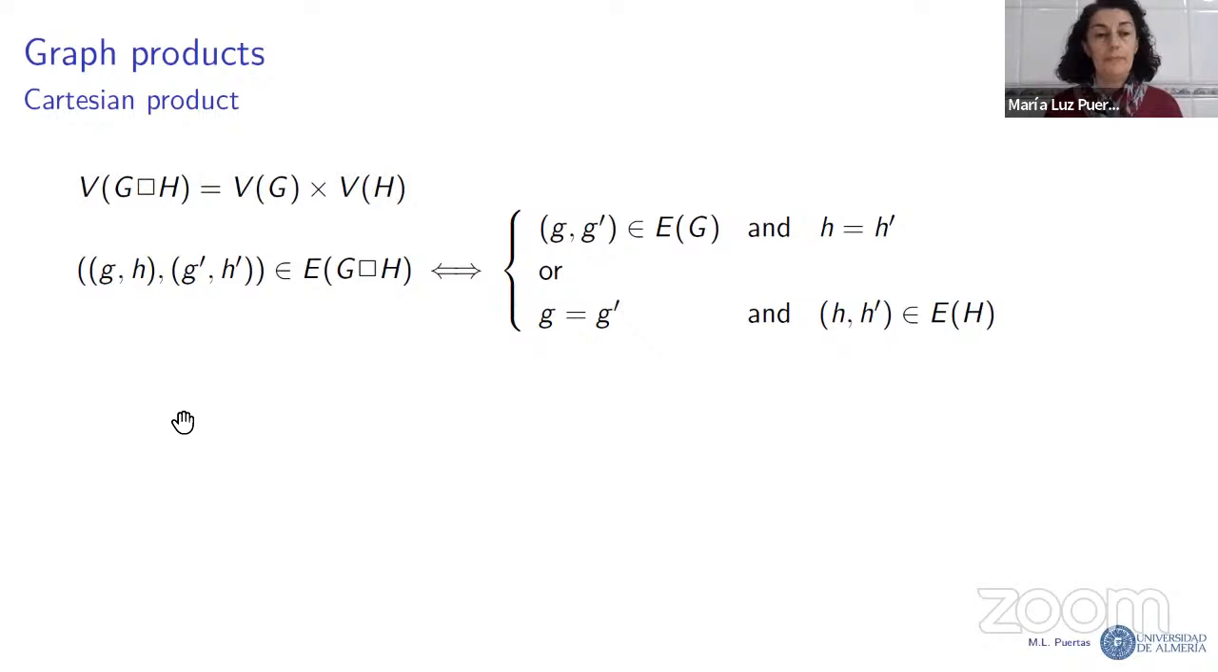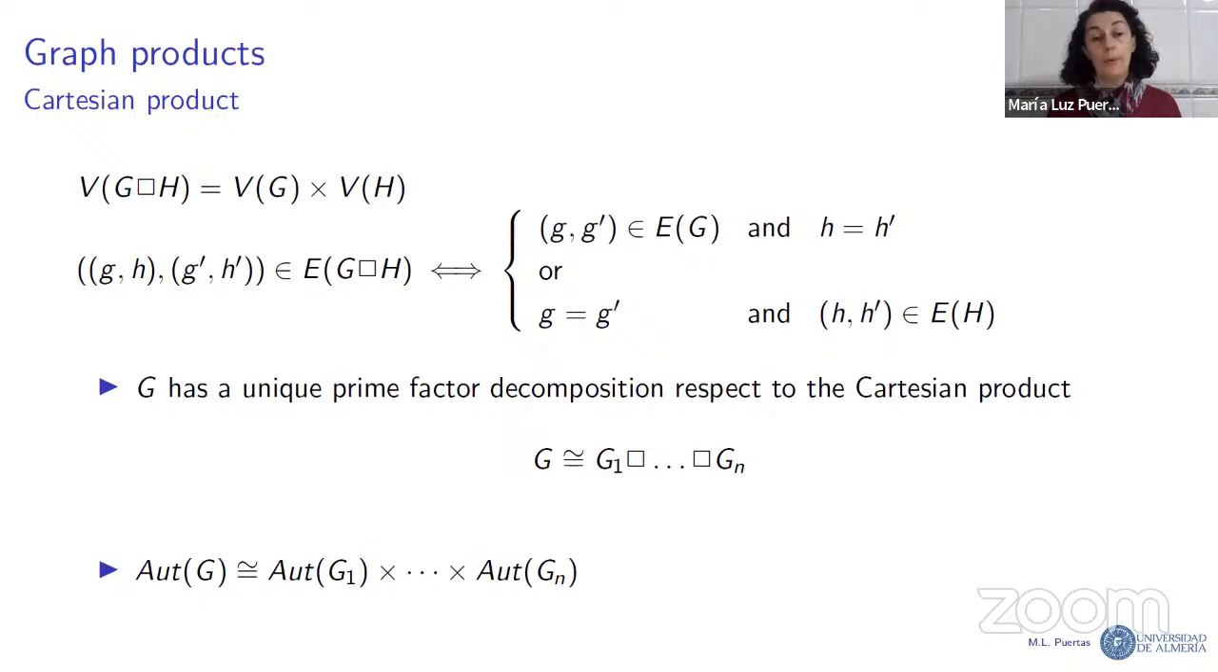As I said before, the purpose was to obtain more information about the automorphism group of the graph, and the results that he shows are that any graph has a unique prime factor decomposition with respect to the Cartesian product. That means that a graph G can be written as the Cartesian product of a number of graphs G1 until Gn in a unique way. The automorphism group of the graph is isomorphic, in the sense of groups, to the product of the automorphism groups of the factors.